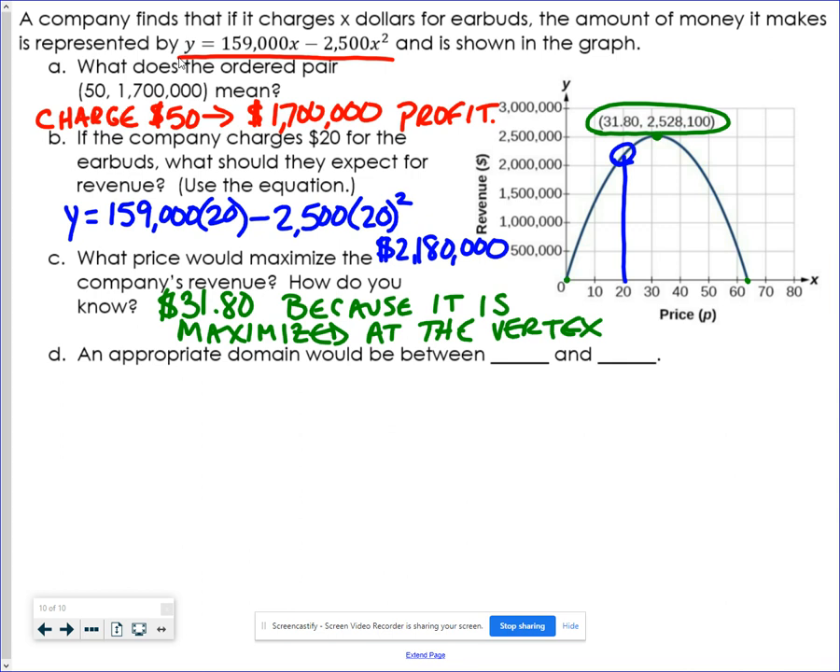So we're going to say it makes sense to be between 0 and, I did the math on this, about 63 something, about 64 would be close enough. Okay, those are the numbers that make sense for the domain. Those are also the zeros of the function because that's where it crosses the x-axis.